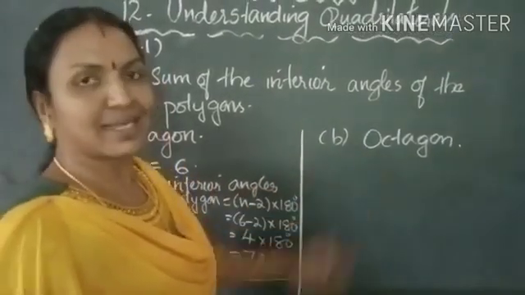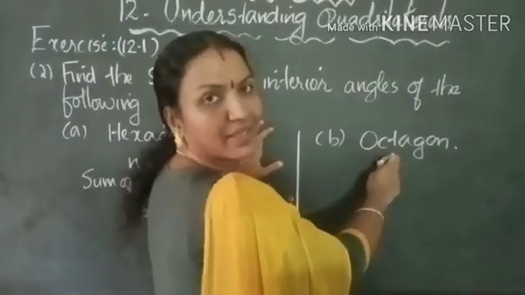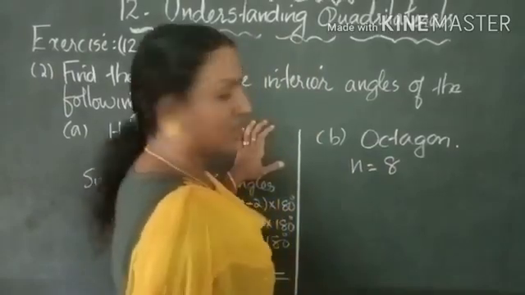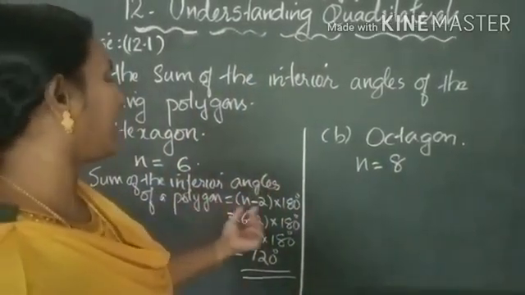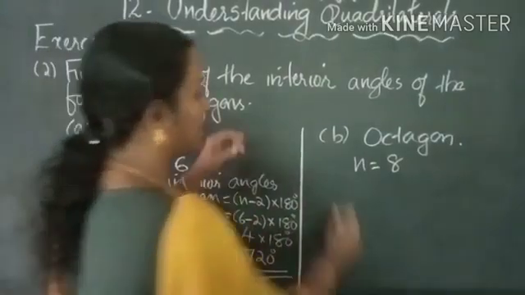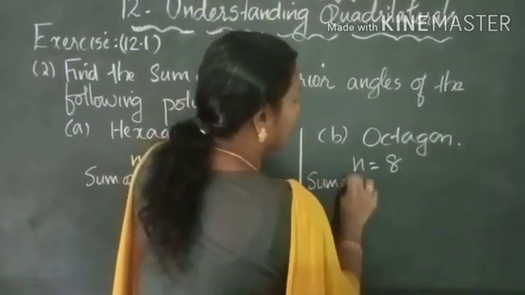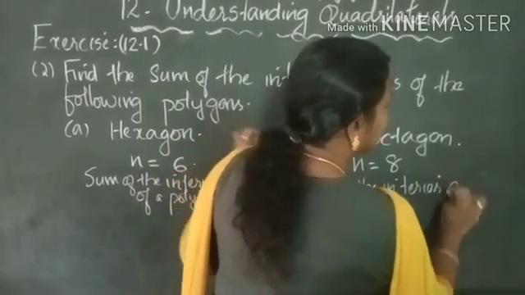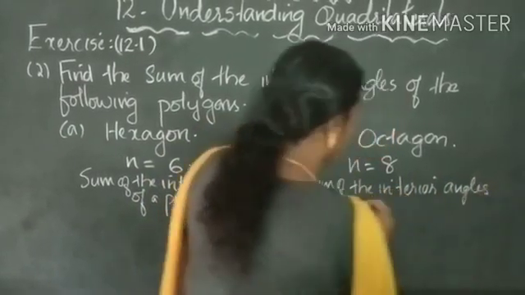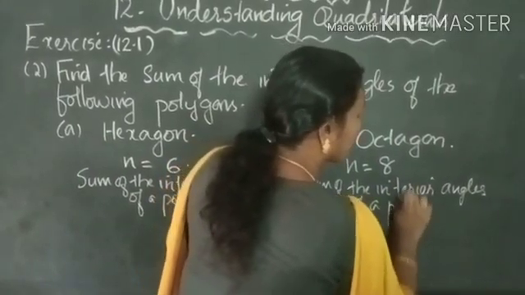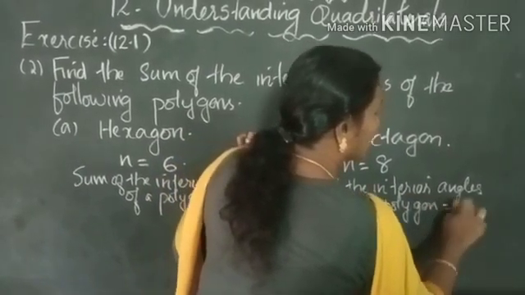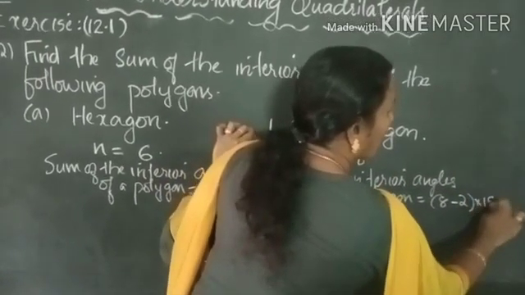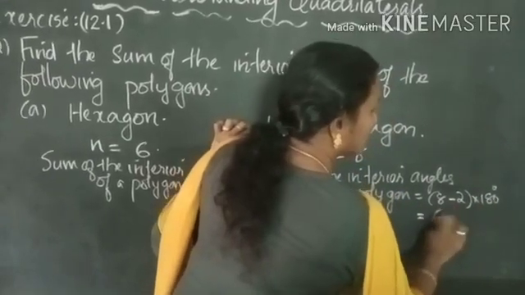The next one, octagon. How many sides are there in octagon? 8 sides. So n is equal to 8. You know the sum of the interior angles of a polygon, n minus 2 into 180. So sum of the interior angles of a polygon is equal to, here 8. So 8 minus 2 into 180. 8 minus 2, 6.